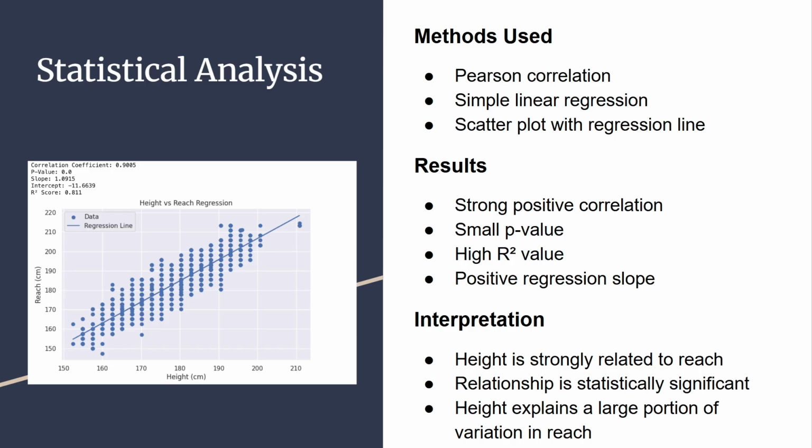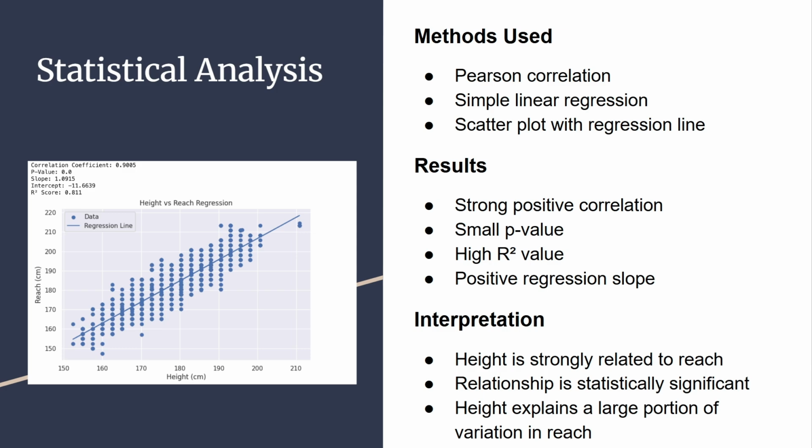And if we go to statistical analysis, I used the Pearson correlation analysis, which measures the strength and direction of the relationship between two variables. We could see that my correlation coefficient is 0.9, which basically means it's very close to 1, so there's a very strong positive relationship between the two variables. And then if you look at the p-value, it is extremely small, which means that the relationship is statistically significant and very unlikely to have occurred by random chance.